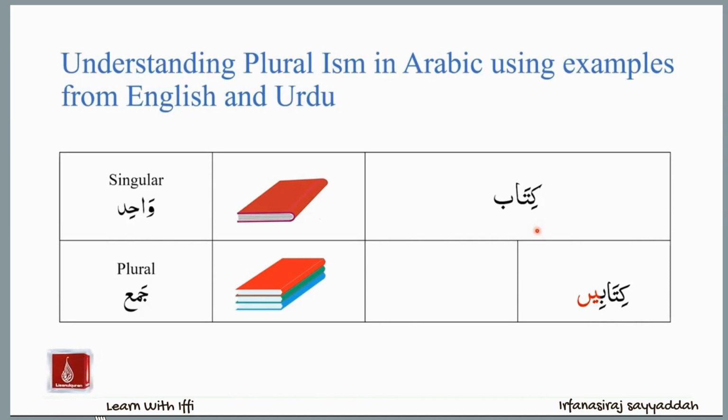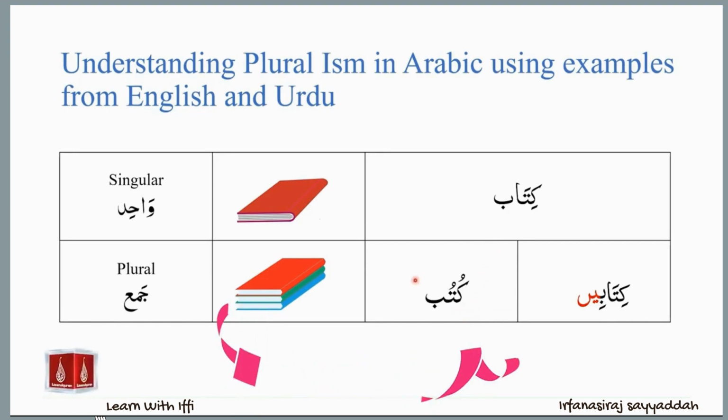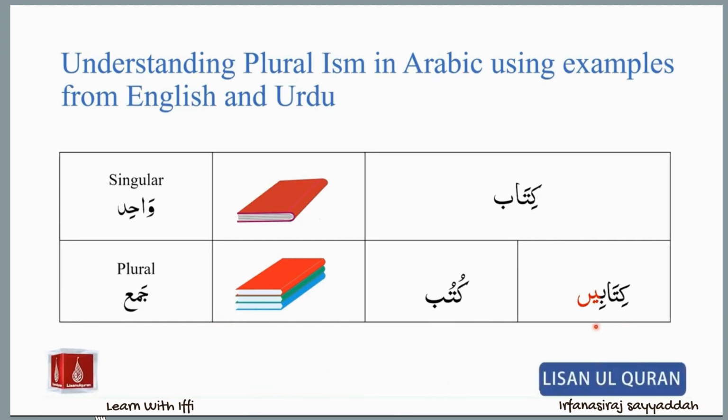Kitab has another plural version which is called kutub. If we look at kutub, it seems as if the word kitab has been broken up and then reorganized to make another word, which is kutub. Kutub seems a bit more complex as compared to kitabein. This is an important concept to understand because we will study more examples from Urdu and English and apply them to the study of plural in Arabic.